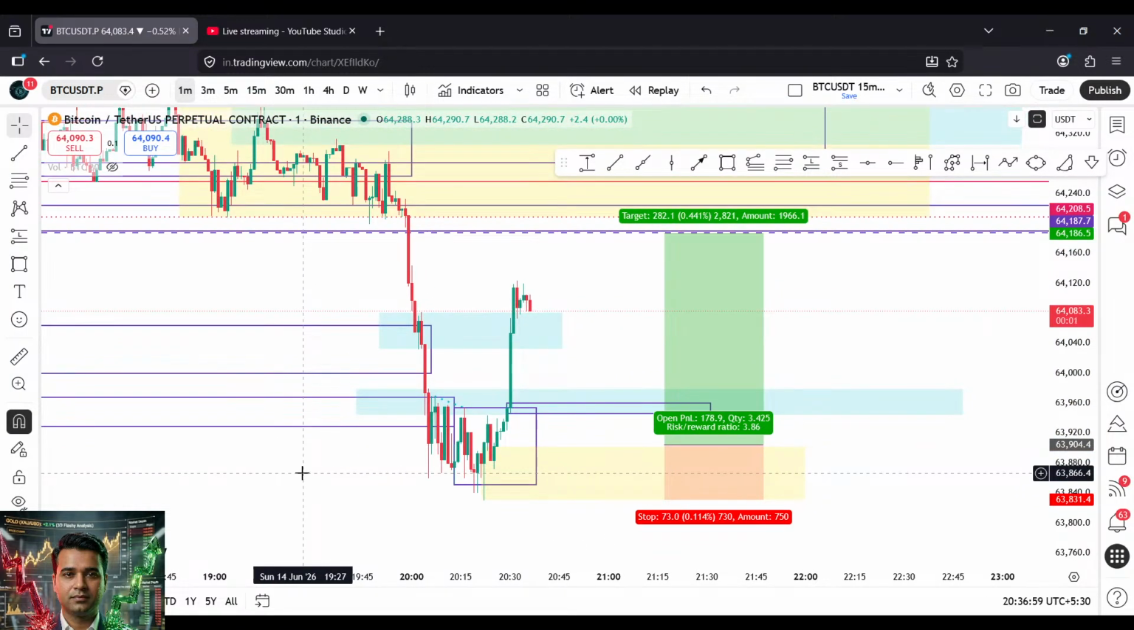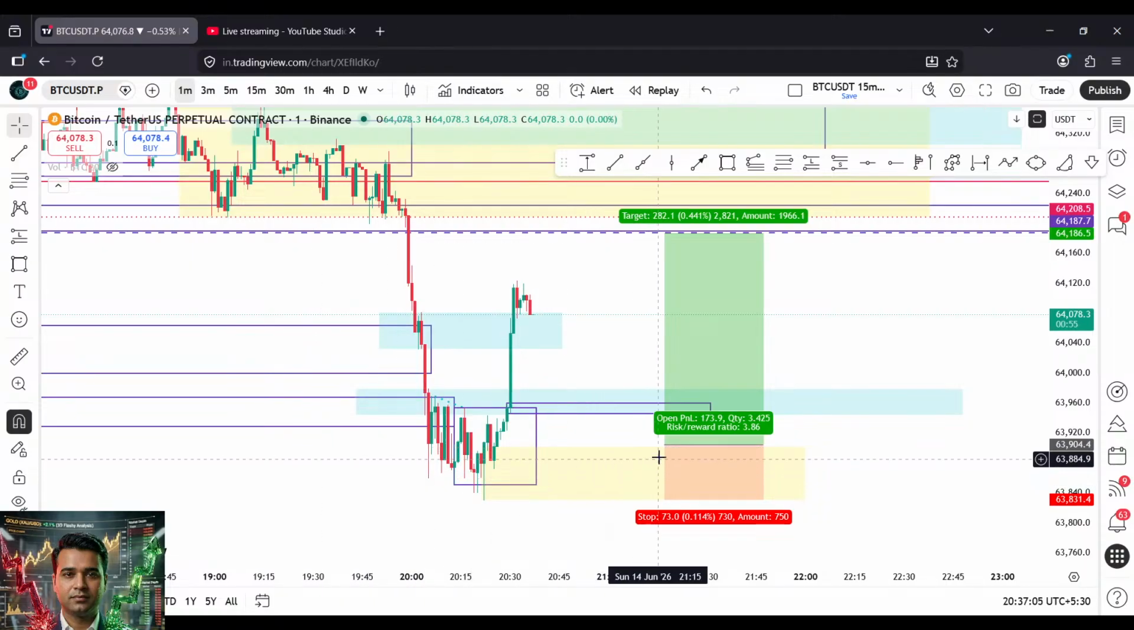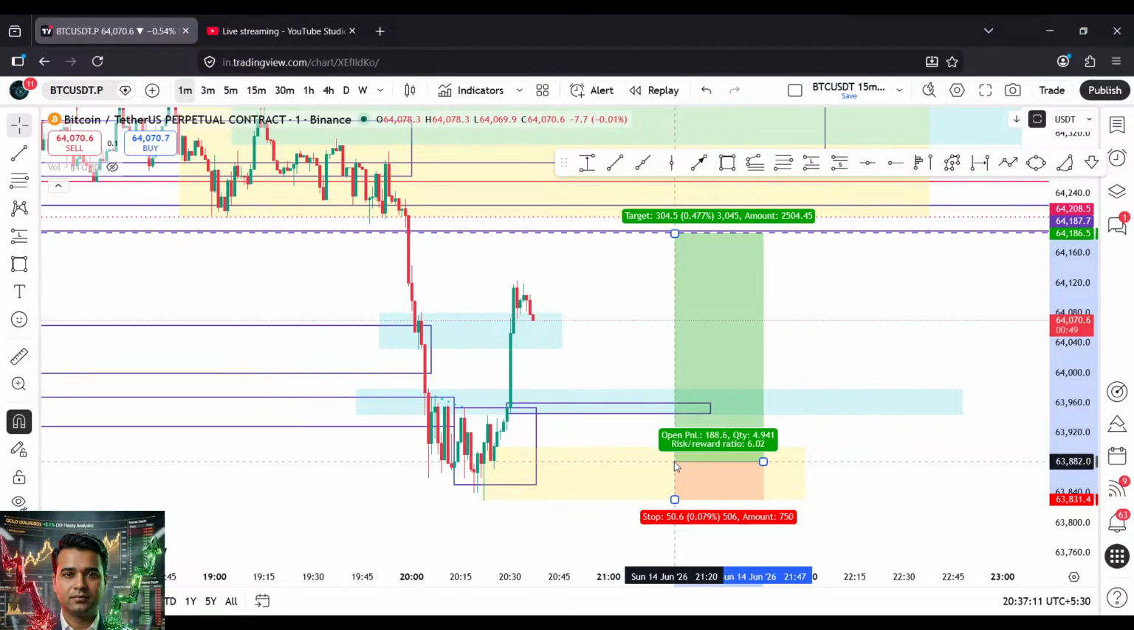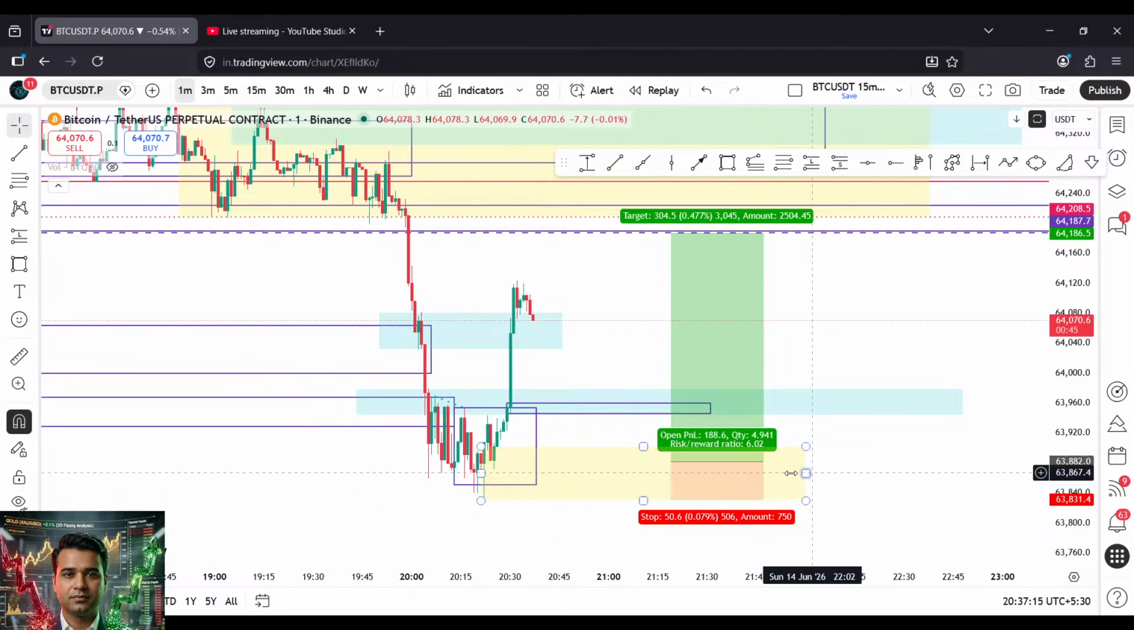Our RR is 1 is to 3, it was 1 is to 4. So what we will do, we increase the RR, we will fall down here to this loop. Now this is 1 is to 6. That is good.